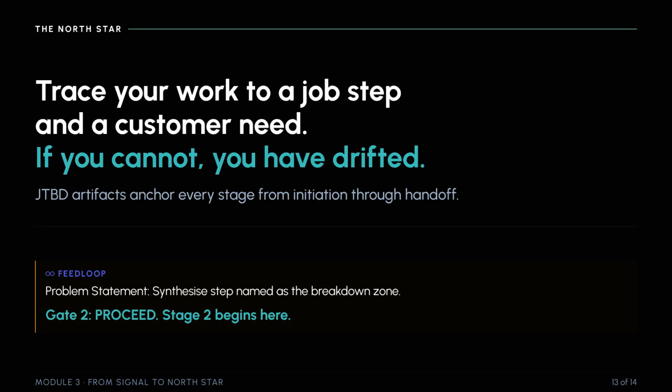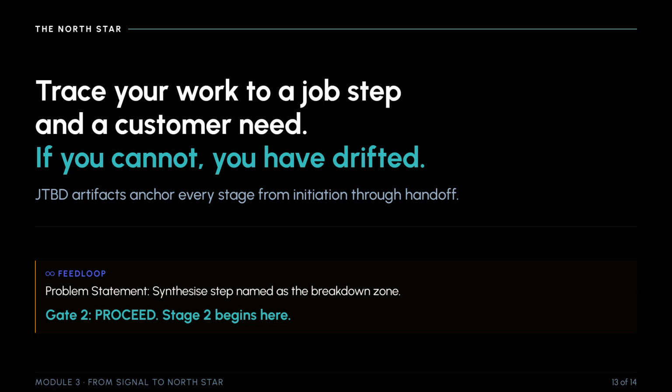The JTBD artifacts from stage 1 are not deliverables to file away. They are the fixed reference point, the North Star. At any moment in discovery, you should be able to trace your current work back to a specific job step and a specific customer need. If you cannot, the work has drifted.